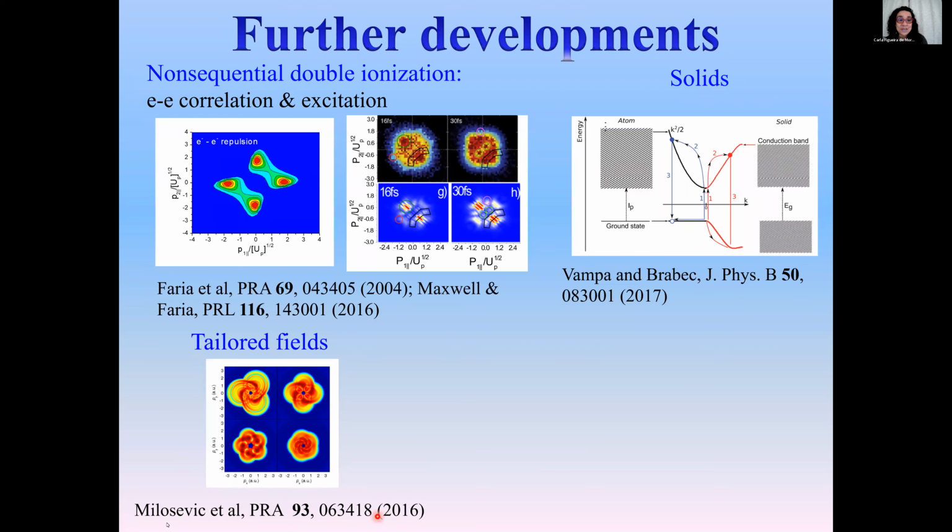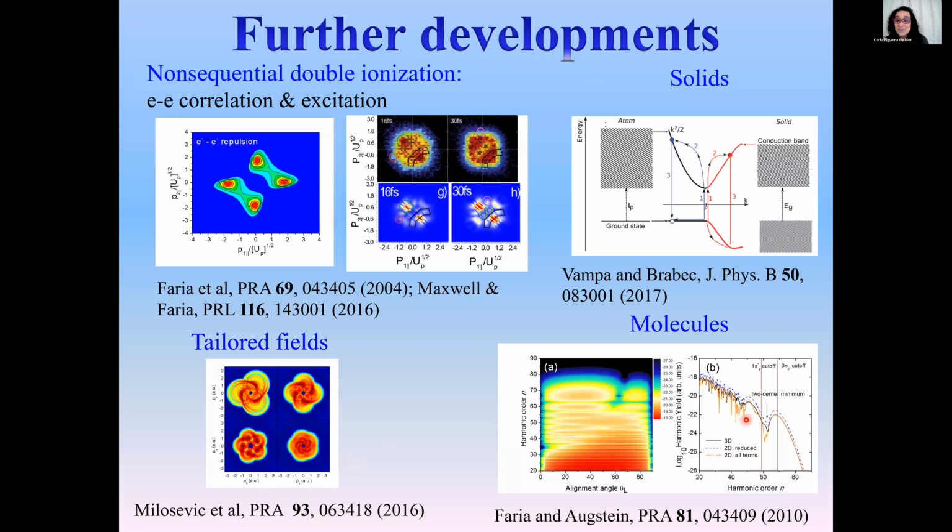And the strong field approximation has been modified and is used. This is amazing. These are bicircular fields of several shapes, and you can see all these figures. These are electron momentum distributions, which were calculated in Sarajevo by Milosevic and his groups. Really beautiful. And molecules as well, simple ones.